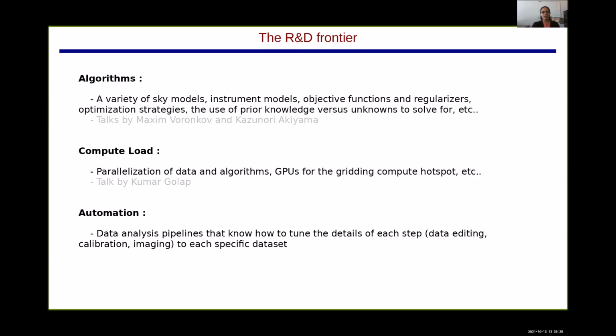What's the R&D frontier on algorithms? There are, of course, a variety of sky models that you can pick: delta functions, Gaussians, wavelets, whatnot; different instrument models, different objective functions and regularizers and optimization strategies, even differences in what you choose to encode as prior knowledge and what you solve for. And I'm sure the next 2 talks by Maxim Voronkov and Kazunori Akiyama are going to cover a lot of these interesting details.